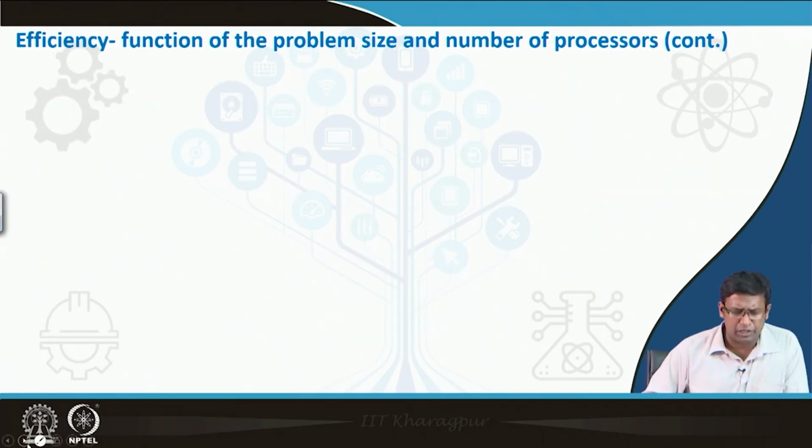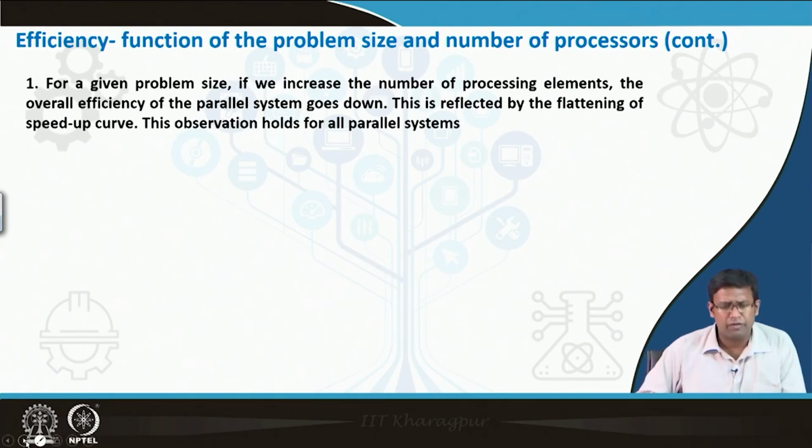We will look into a little more detail: for a given problem size, if we increase the number of processing elements, the overall efficiency of the parallel system goes down. Given a problem, as we keep on increasing the number of processors, we can get better speed up, but the speed up curve will be flattened. The speed up will not increase as much as the number of processors are being increased. And this observation holds for all parallel systems.